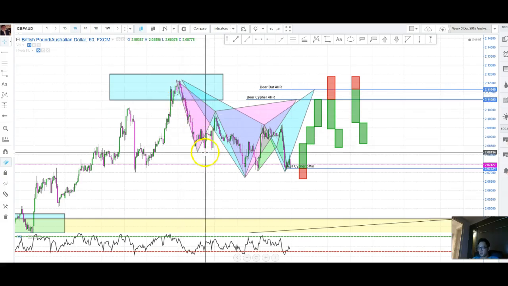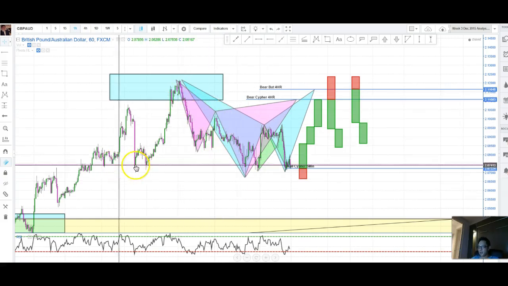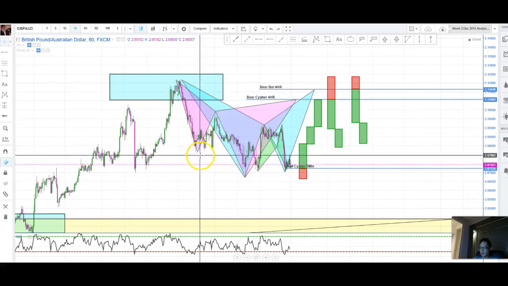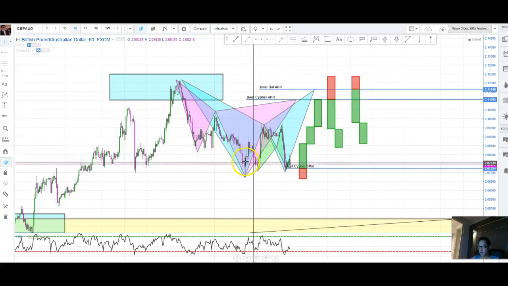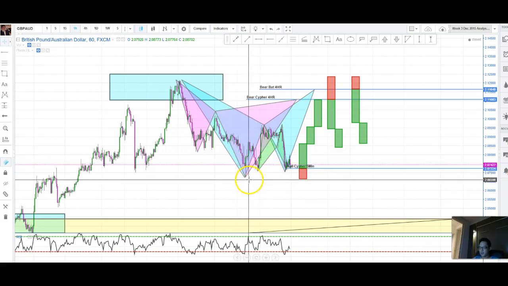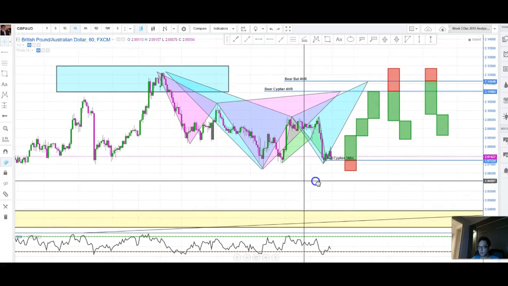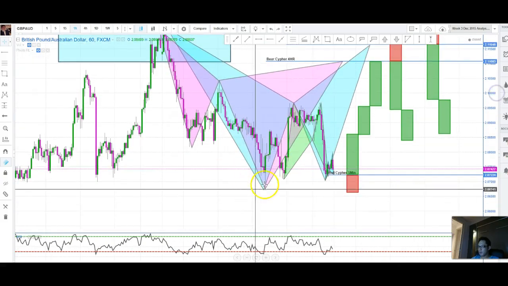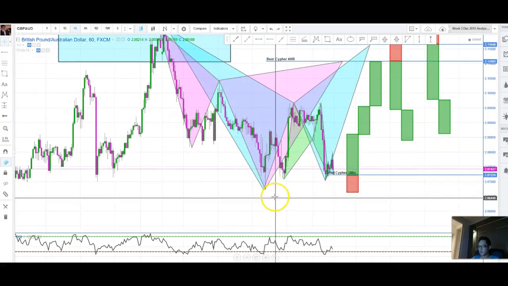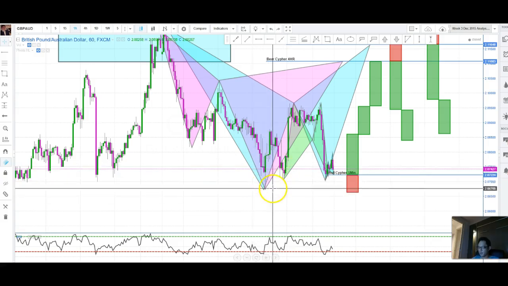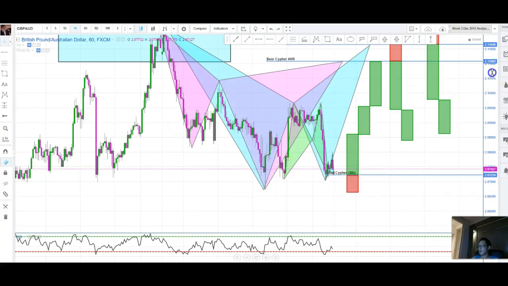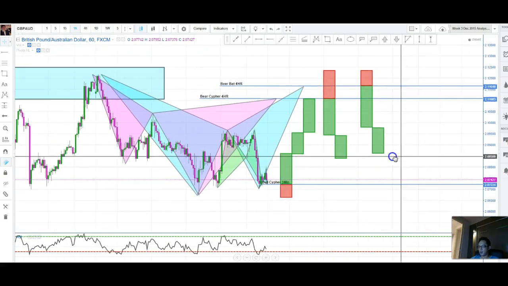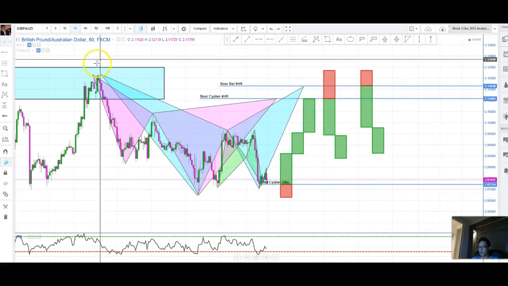I can already see here that there's a fair bit of support. Price has gone down, tested previous structure, gone back up, traded back down, but eventually it will go back down here and retest it. You can see these big wicks over here. Price has gone down, there's been some sort of buying pressure that's just pushed the market back up. So I know already there's a lot of support there.